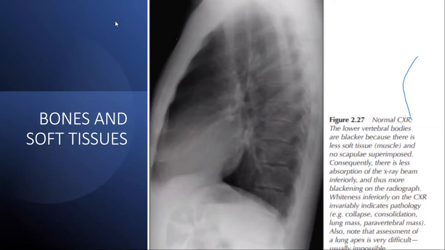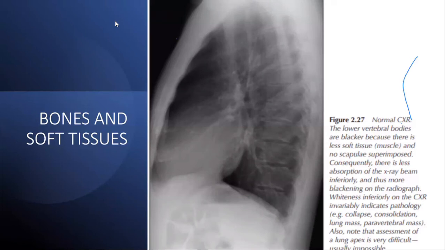If you find that the lower vertebral bodies are also radio-opaque, then you have to understand that there is some pathology in the lower lobe of the lungs. Also, if you see that the lucency in the upper part of the vertebral bodies is like the lower part, then you can understand this is related to osteopenia.